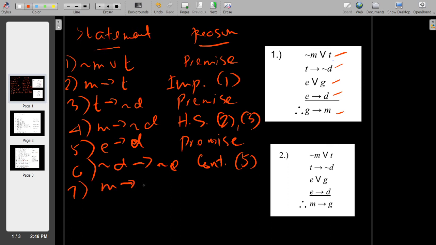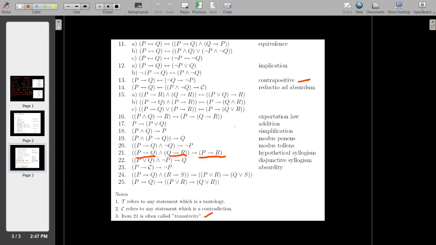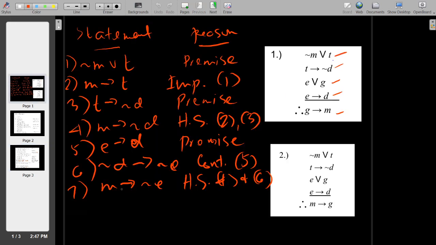Statement number 7, we can have M implies the negation of E. This is hypothetical syllogism also. If you check statement 4 and statement 6, you have M implies the negation of D, and the negation of D implies the negation of E, therefore M implies the negation of E. Sorry, hypothetical syllogism: if P implies Q and Q implies R, therefore P implies R. Let's have the eighth statement, E or G. This is premise.